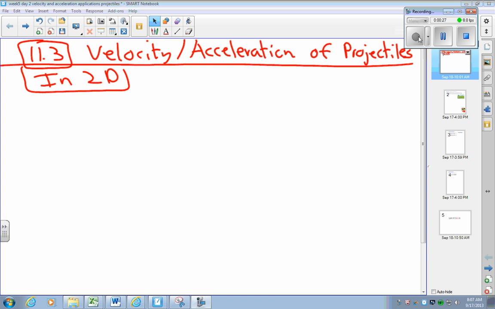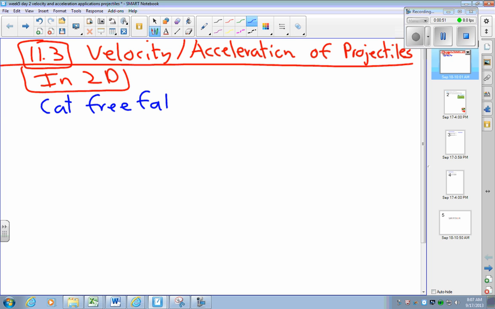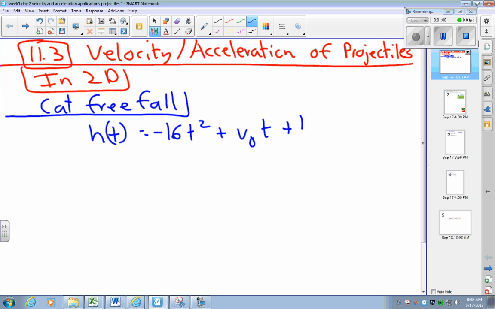Luckily, you have a little bit of experience with this because you've done velocity and acceleration word problems or free-falling problems back in Calc 1. If you remember that free-falling type of problem that we even did yesterday with the cat, cat free fall, the equation we had was h of t is negative 16t squared plus v naught t plus h naught. Okay.